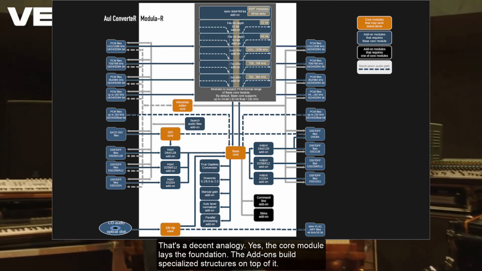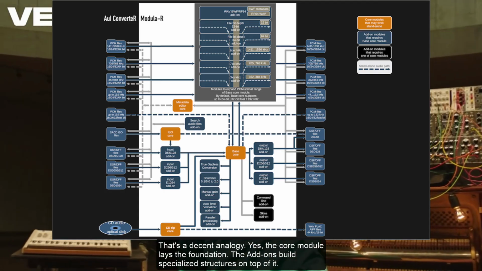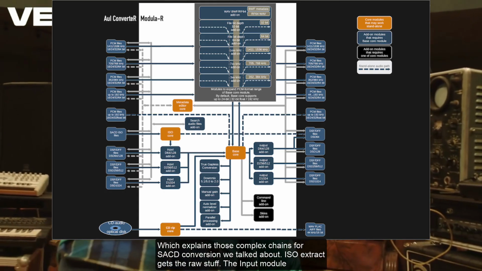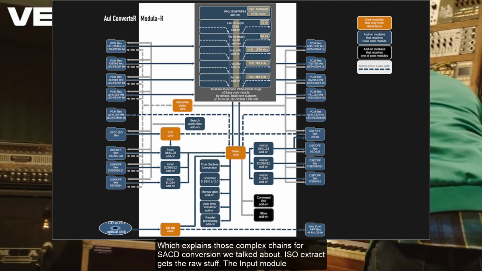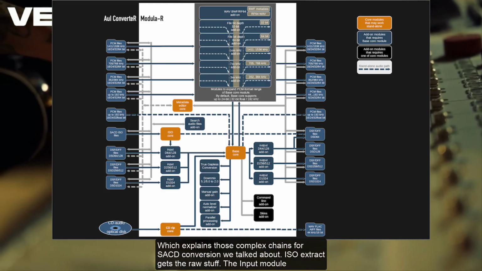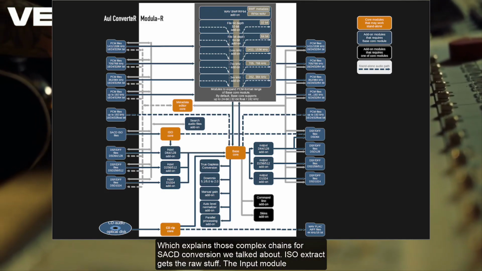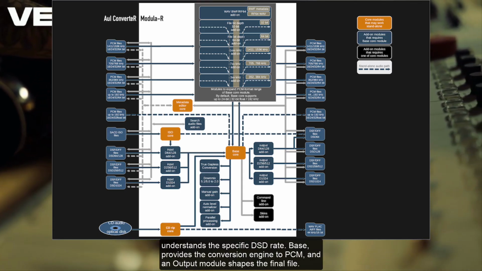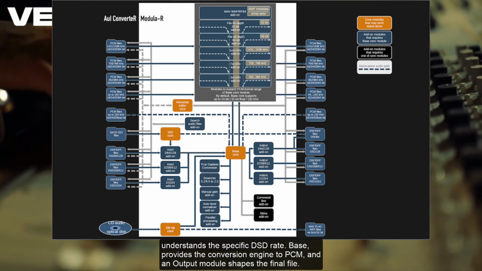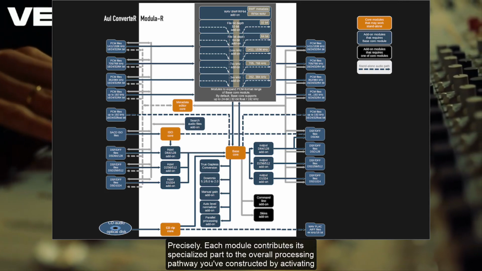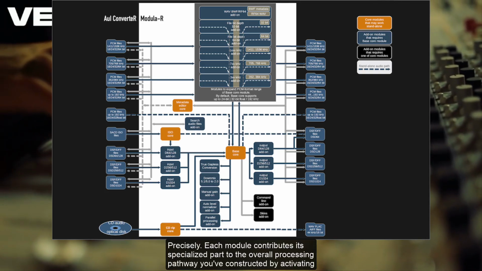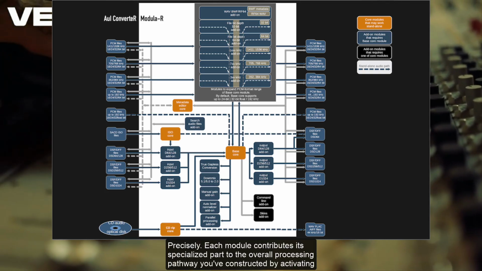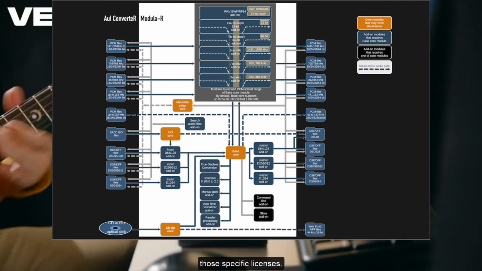The core module lays the foundation. The add-ons build specialized structures on top of it. Which explains those complex chains for SACD conversion we talked about. ISO Extract gets the raw stuff. The input module understands the specific DSD rate. Base provides the conversion engine to PCM, and an output module shapes the final file. Precisely. Each module contributes its specialized part to the overall processing pathway you've constructed by activating those specific licenses.